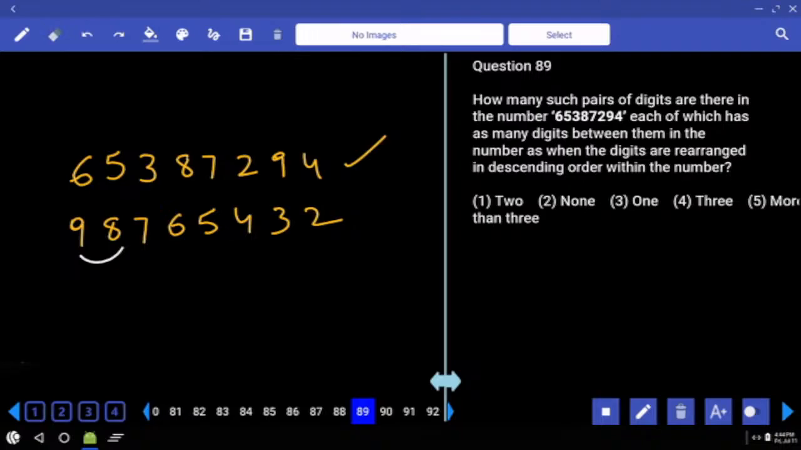Then coming to 7. 7 and 6 adjacent. 7 and 5, 1. And 7 and 4, 2. And so what is your answer? More than 3, choice. Clear?